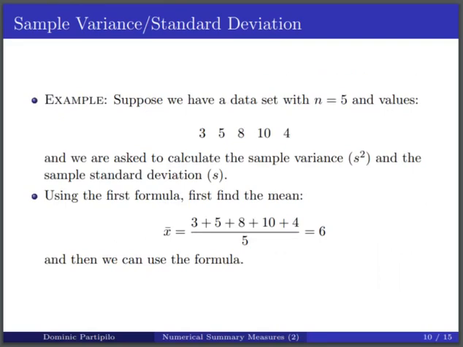So let's look at an example. We're going to use this one example where we're going to calculate the sample variance and the sample standard deviation using both formulas. So we have a data set with n equals 5, meaning we have 5 data points, and these are the values. And we're asked to calculate the sample variance and the sample standard deviation.